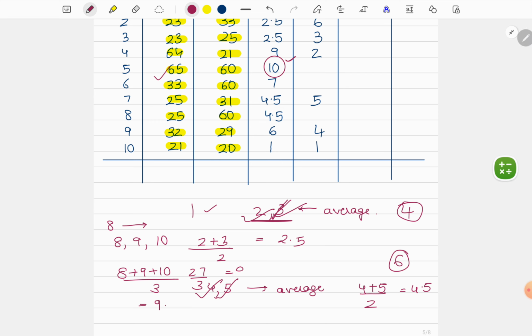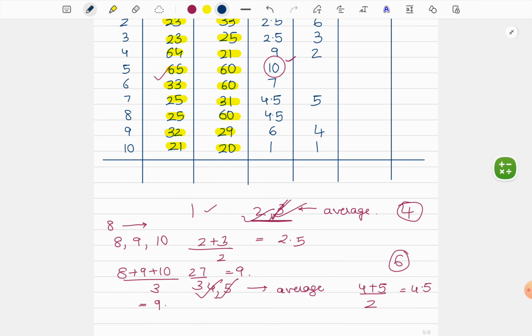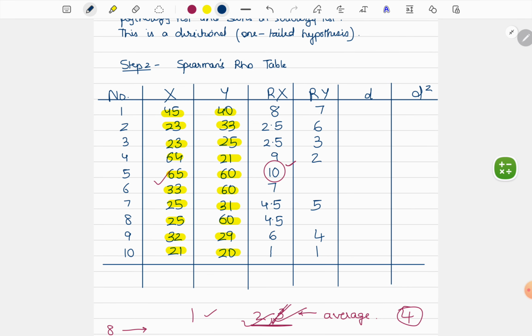27 divided by 3 is 9. So you can get it this way also. And if you find it still difficult, you could do it in the calculator. 10 plus 9 plus 8, press the equal to sign and divide it by 3. You get 9. So 9 is the rank which you have to assign. So now for all occurrences of 60, I will give the rank 9.